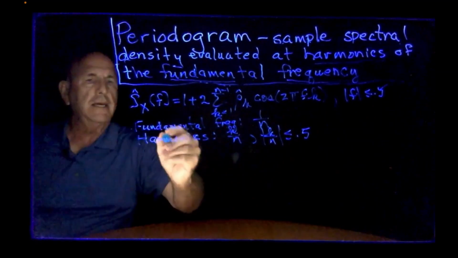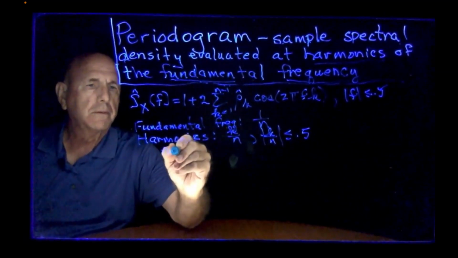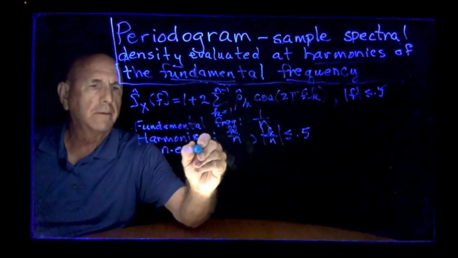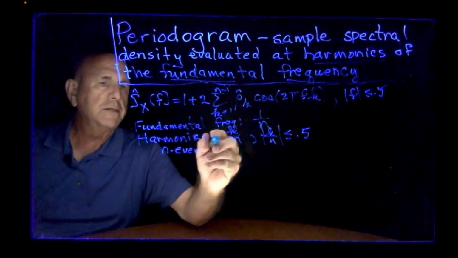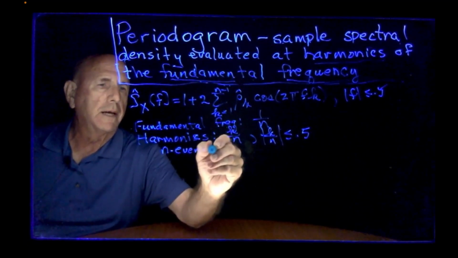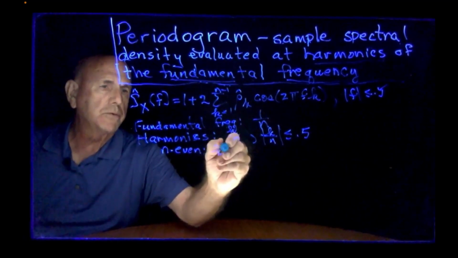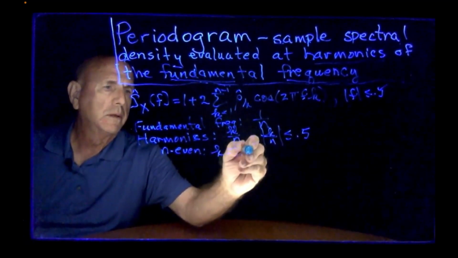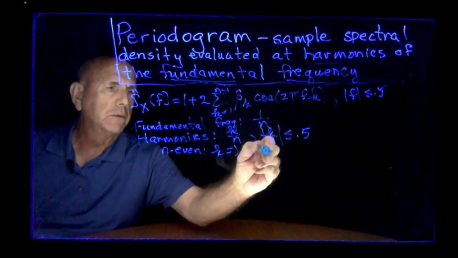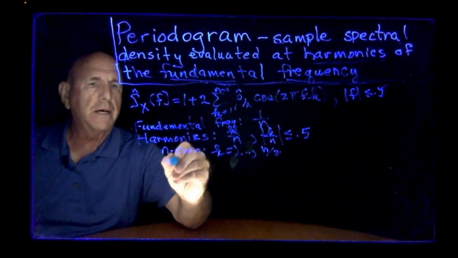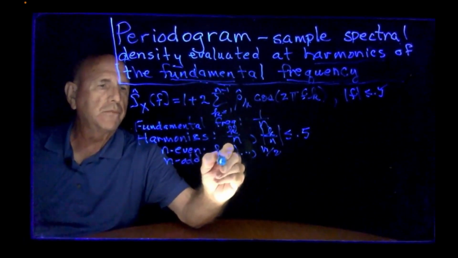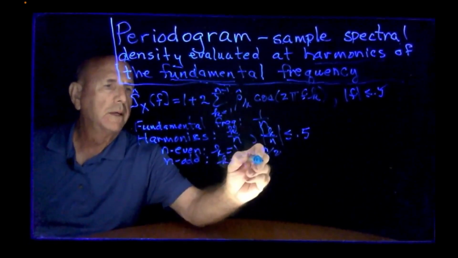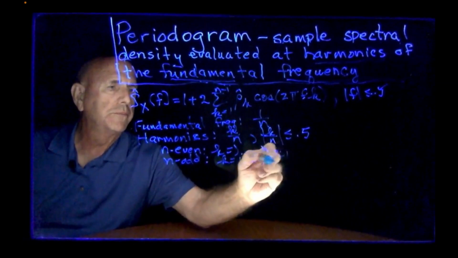So if n is even, and I didn't say it, but the k's are integers, then k equals 1 out to n over 2. And if n is odd, then k goes from 1 out to n minus 1 over 2.